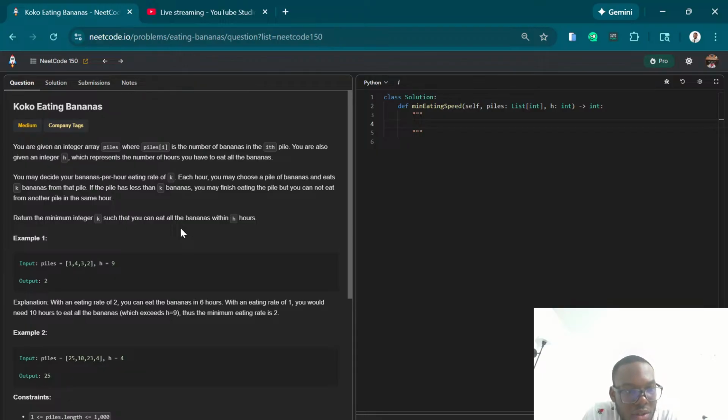So without even looking at the explanation, I'm going to say, okay, you have 9 hours to eat how many bananas? 5 plus 3, 8, plus 2, 10. Yeah, so you have 9 hours to eat 10 bananas. So that means you can do 9 over 10.